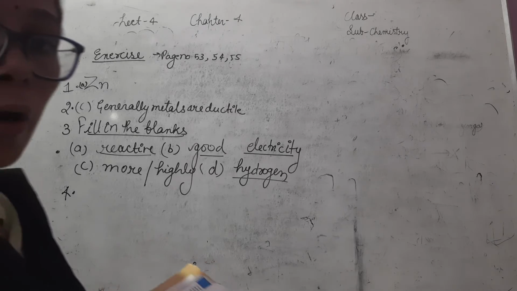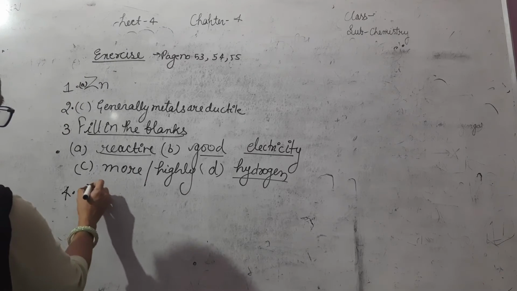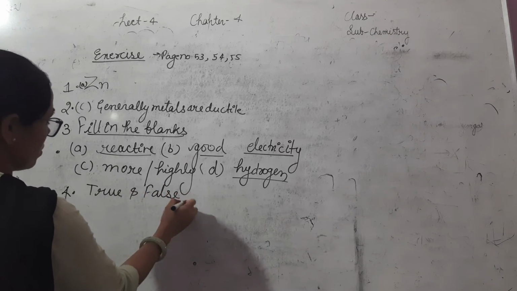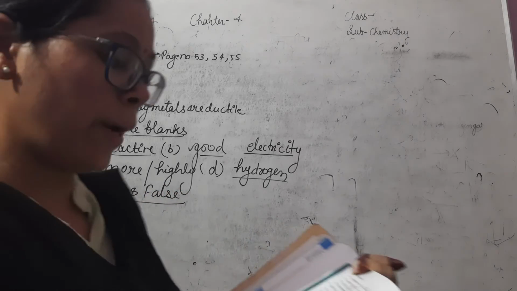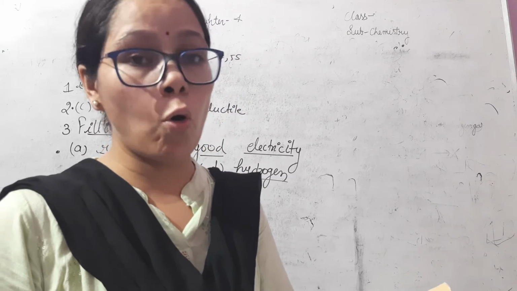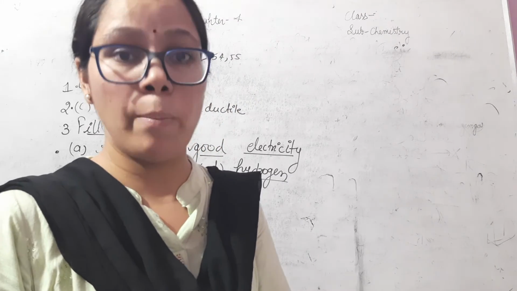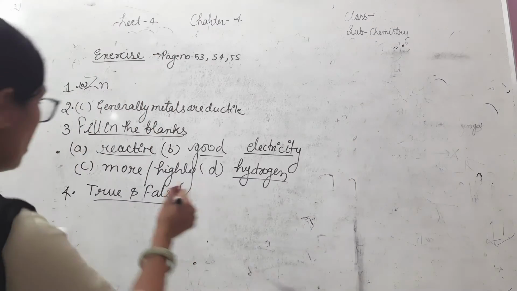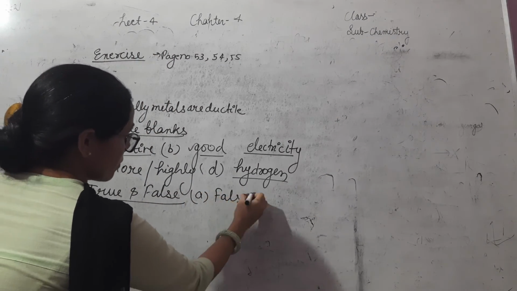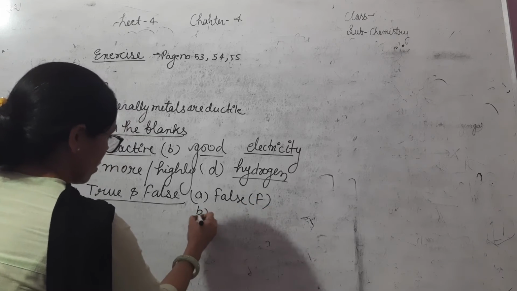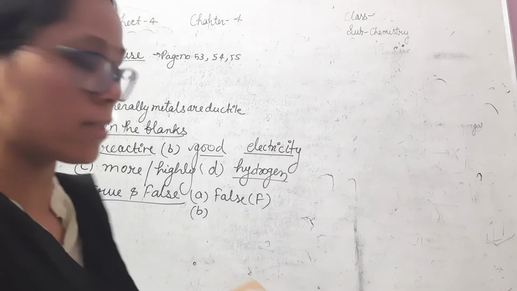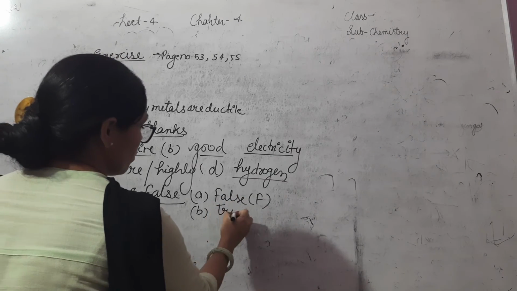The 4th question is true and false. First statement is, generally, non-metals react with acids. No, metals react with acids. So, the first statement is false. B, sodium is a very reactive metal. Yes, it is a correct statement. True.